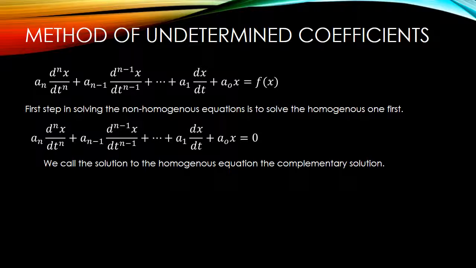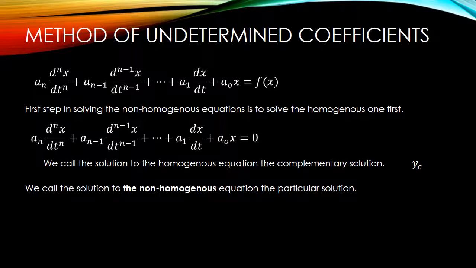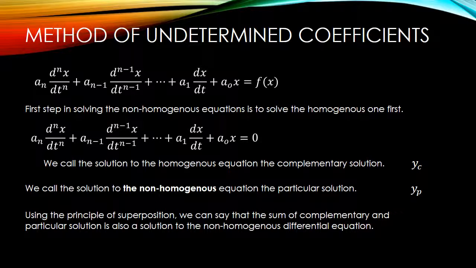We call the solution to the homogeneous equation the complementary solution, and we use the variable y sub c to represent that solution. We call the solution of the non-homogeneous equation the particular solution, and we use y sub p to represent that solution. And the principle of superposition says that the sum of a complementary and a particular solution is also a solution for the non-homogeneous differential equation. So the total solution should be the complementary solution plus your particular solution.